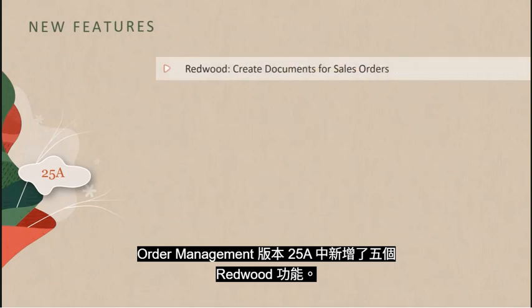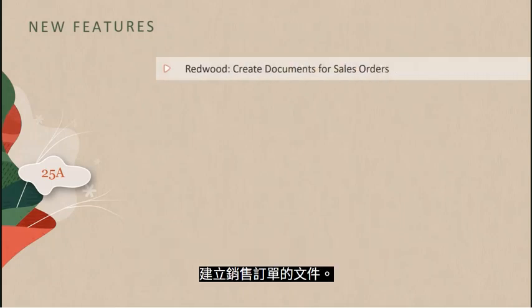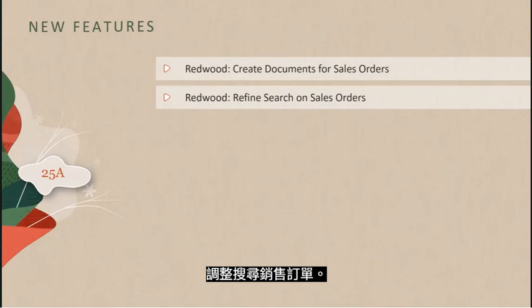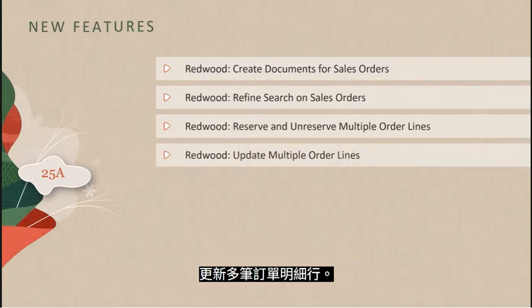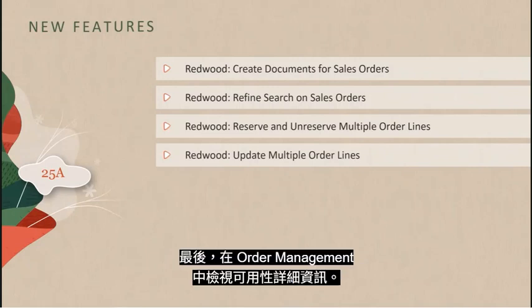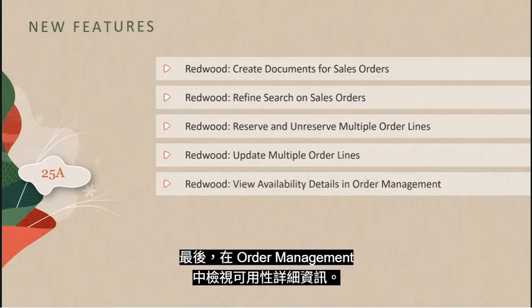Create documents for sales orders. Refine search on sales orders. Reserve and unreserve multiple order lines. Update multiple order lines. And lastly, view availability details in order management.